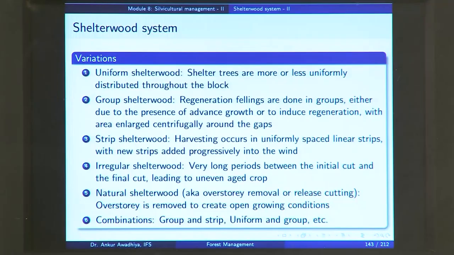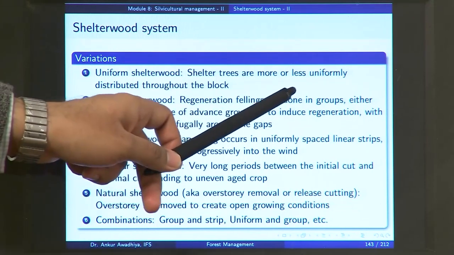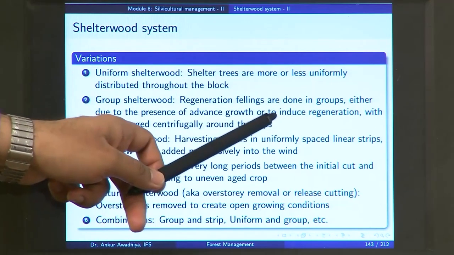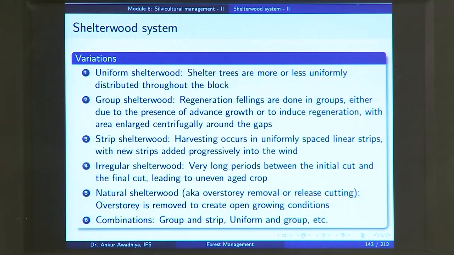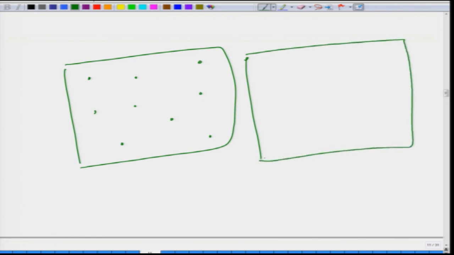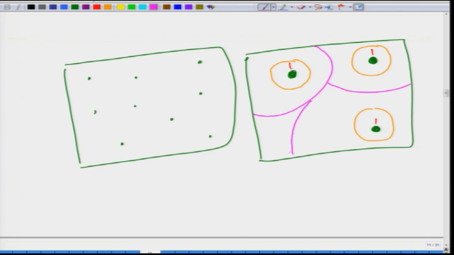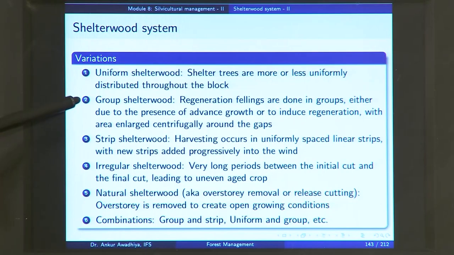Or you could have a variation that is the group Shelterwood, in which case the regeneration fellings are done in groups, either due to the presence of advanced growth or to induce regeneration, with the area enlarged centrifugally around the gaps. So, what we are saying here is that in place of doing it regularly, in your forest block, suppose you have an advanced growth here, you have an advanced growth here, and you do have an advanced growth here. In this case, you begin by felling these areas in the first instance. In the second instance, you will fell in a centrifugal manner around these areas. In the third instance, you will further increase your centrifugal areas, and so on. So, this sort of a system will be known as a group Shelterwood, because you are doing the felling in certain groups.